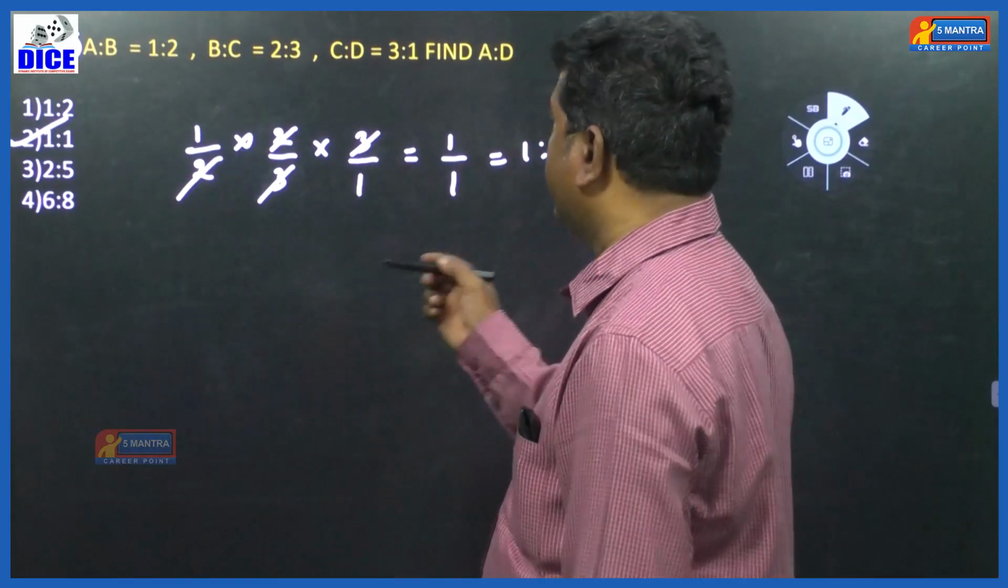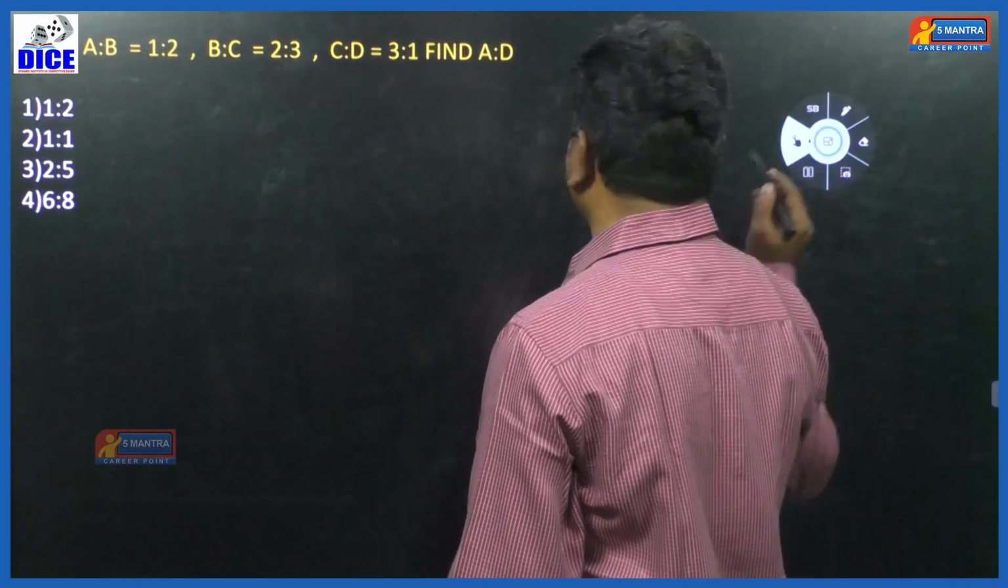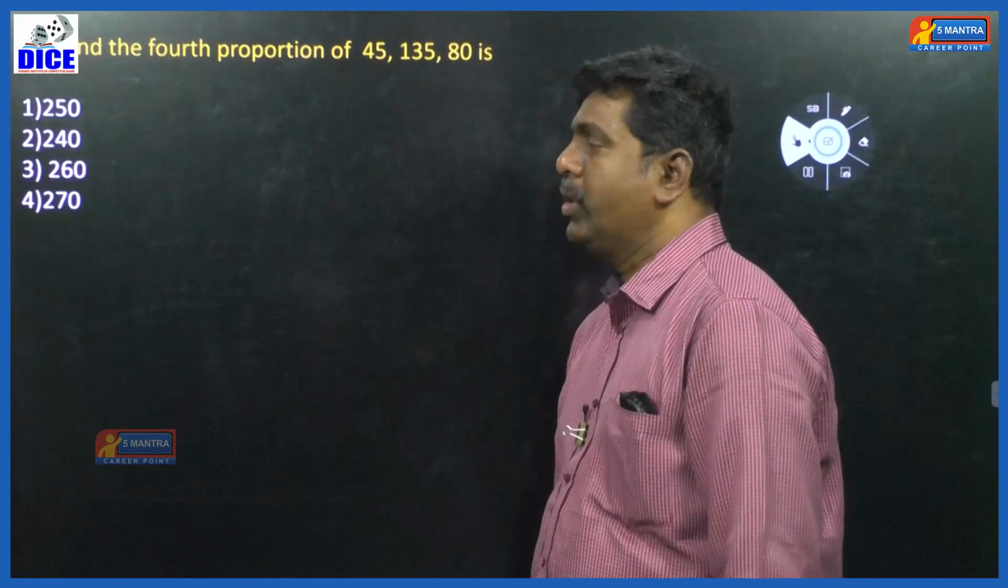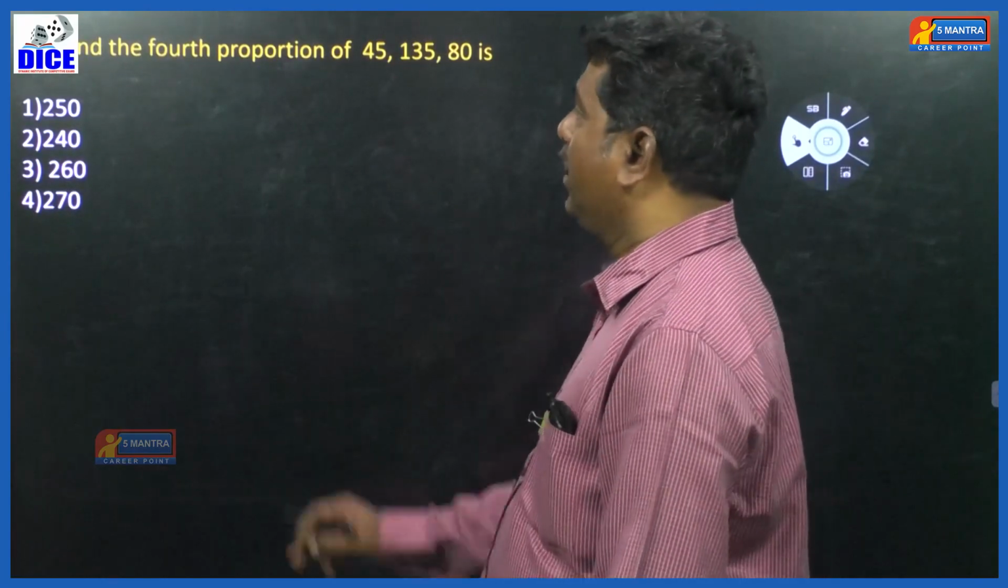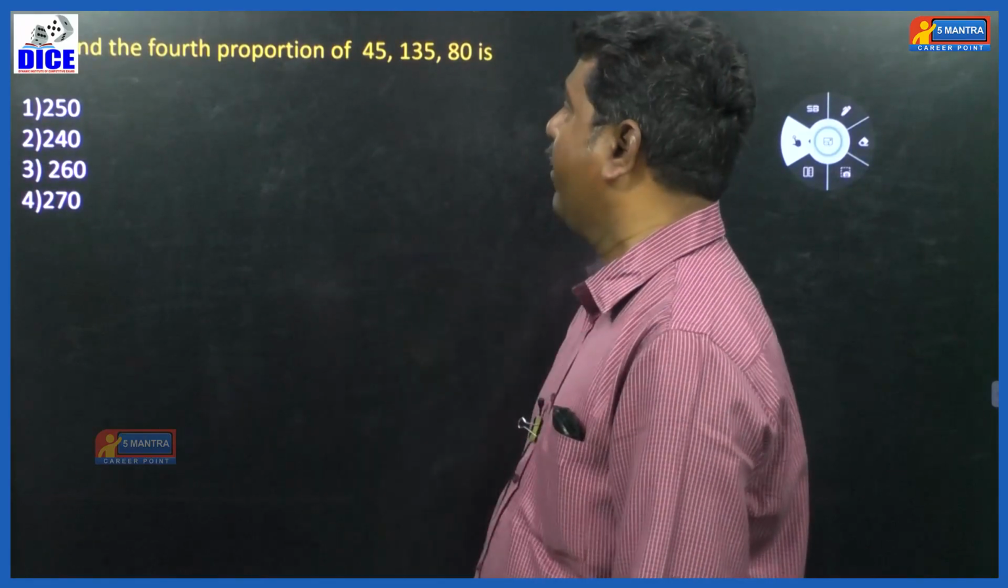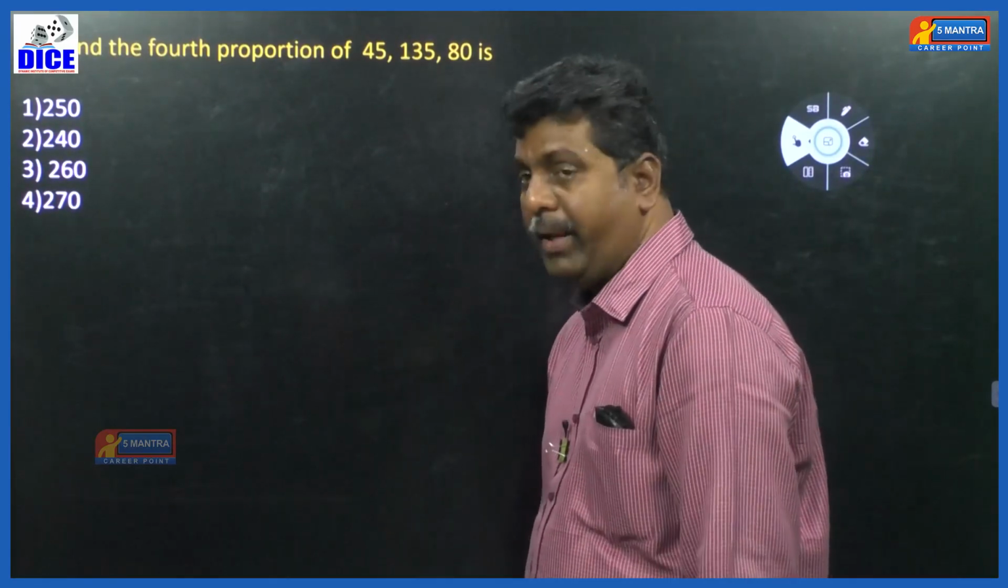Now we can go for the next problem. Now see here, next new model. Find the fourth proportion of 45, 135, 80.